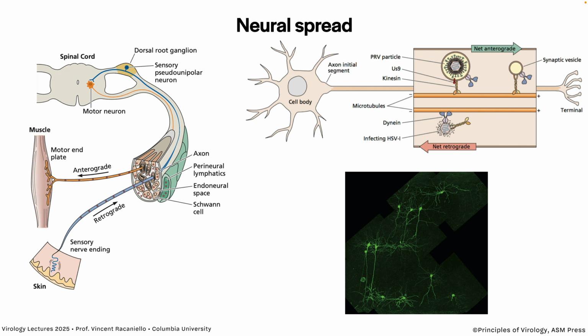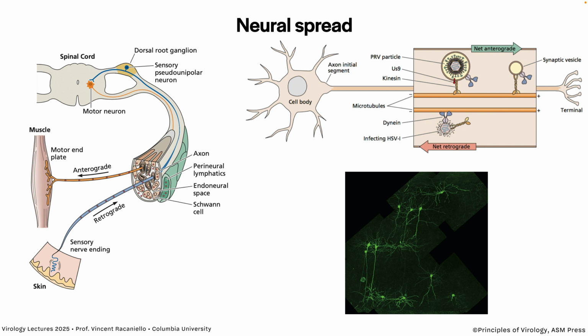Viruses can also spread in nerves. This is called neural spread. Nerves have a very extensive transport system because neurons can be huge. They can be meters in length. So here, for example, is the skin, which is obviously innervated with sensory nerves. And viruses can get in there and be transported by retrograde transport all the way up to the sensory neuron.